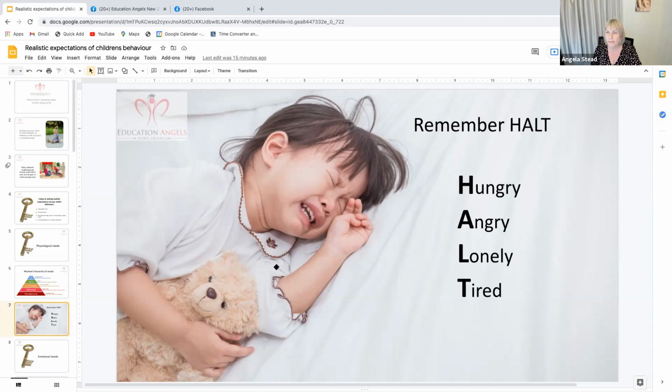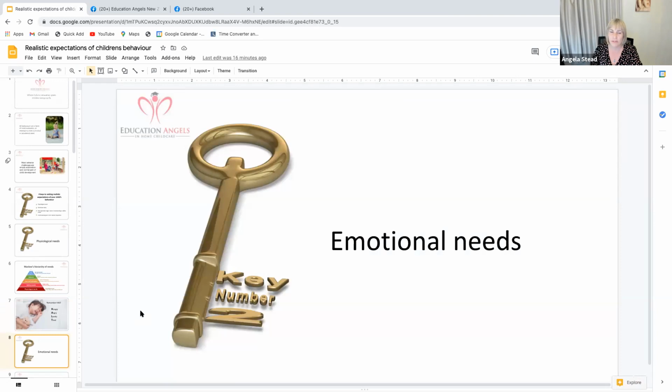So if you think about those four, keep that little anagram, not anagram, what is it? Whatever it's called anyway, keep the word HALT in your mind and then check every one of those states before you look at any higher order needs. So the physiological side is really quite easy. But for the emotional needs, less so.